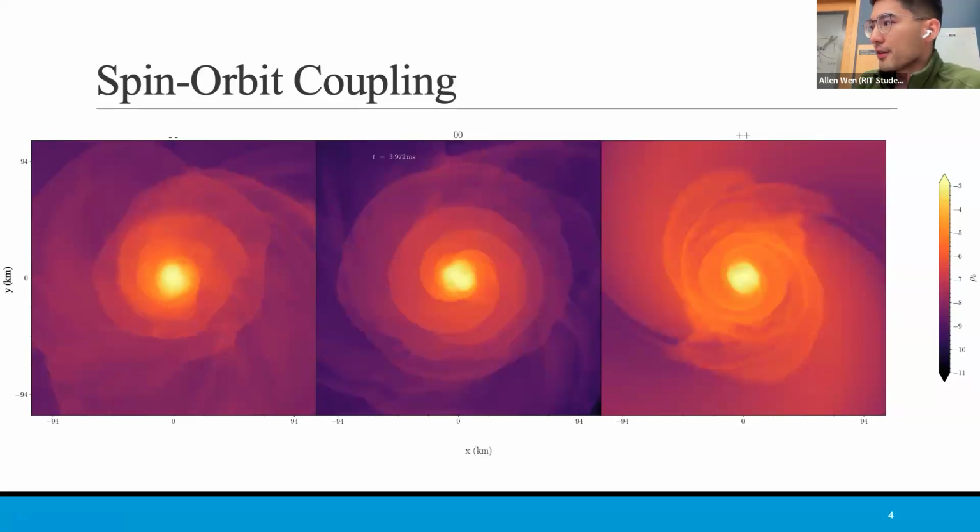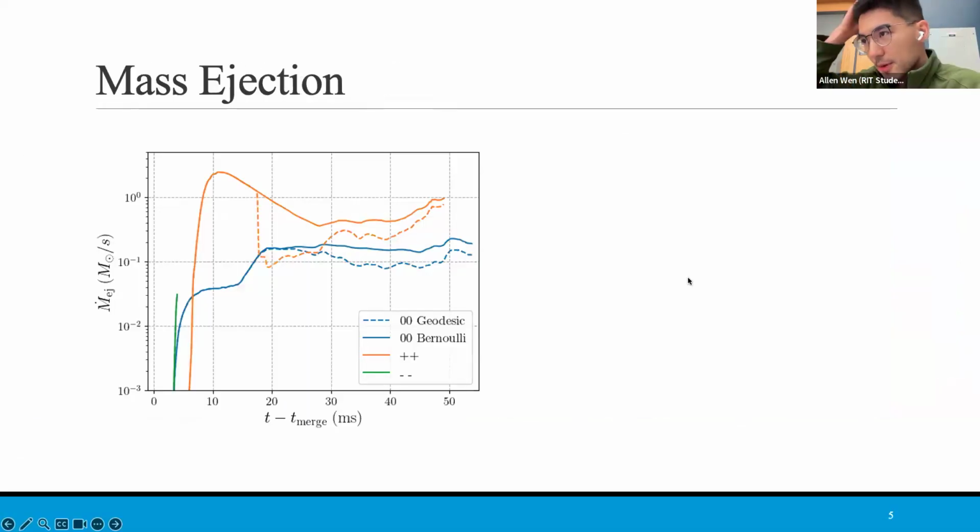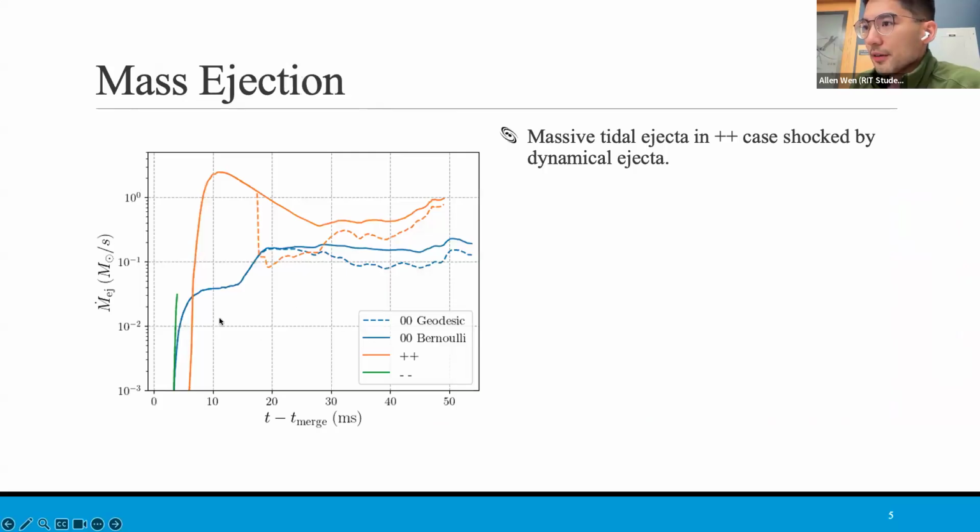We can quantify the effect of the tidal tails in the plus plus case by looking at the mass ejection rate. We see that the tidal tails are slower than the dynamical ejecta in the 0,0 case. There's a delay in when we detect this outward mass flux. And we also see a jump in unbound material flagged by the geodesic and the Bernoulli criteria, which indicate a transfer of energy from kinetic to thermal that we associate with the tidal ejecta being shocked by the dynamical ejecta actually launched at merger.